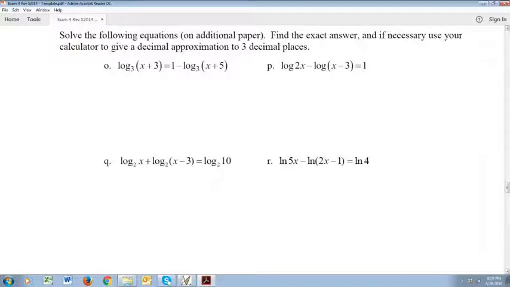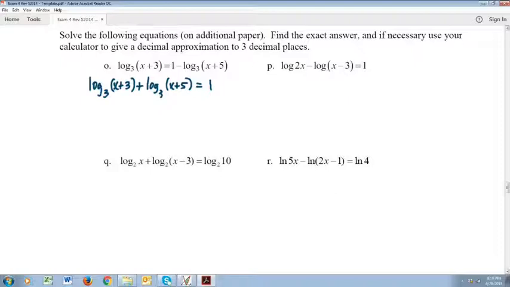Now letter O is a little bit different than any of the ones that we've run into in our work. Notice we do have a log on both sides, but the problem is that I can't get it to just be log equals log. And so the only thing I could really do here is get rid of that minus log base 3 of x plus 5 on the right side. I'm going to add log base 3 of x plus 5 to both sides. And so now I get log base 3 of x plus 3 plus the log base 3 of x plus 5 is equal to 1.